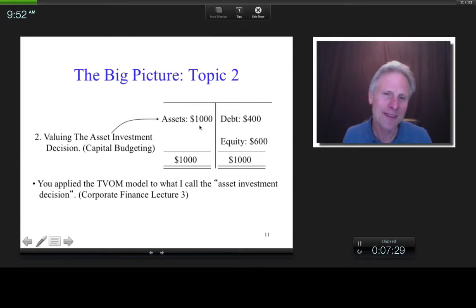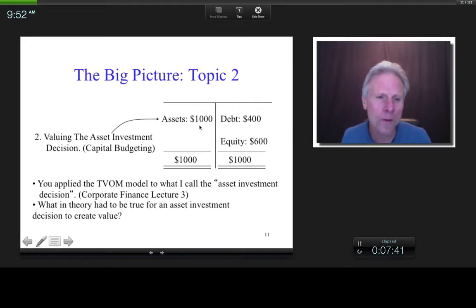And so in the 3rd lecture of this series, we basically applied a way to measure value to the asset investment decision. And do you recall what in theory had to be true for an asset investment decision to create value? What was the bottom line analysis that said, hey, if this is positive, then at least with respect to what you quantify, in theory this should create value? And that was net present value.